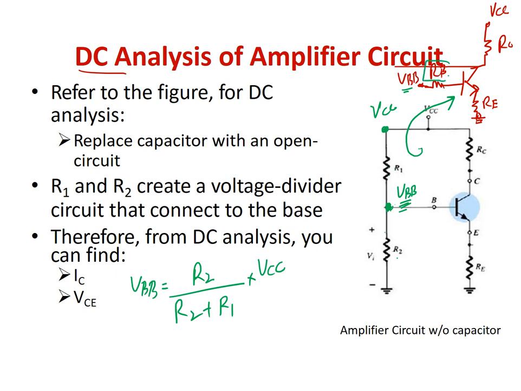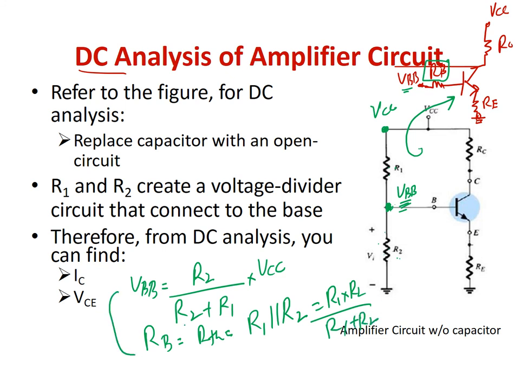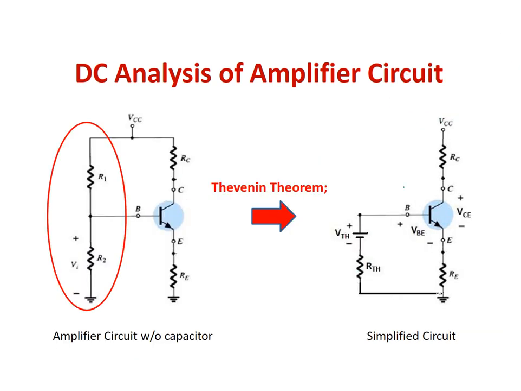If you want to calculate the base resistance, these two resistances are in parallel. This is called RB, or sometimes R-Thevenin. Parallel means R1 and R2 are in parallel, so we can calculate R1 times R2 divided by R1 plus R2. By doing these two steps we get this value and this value, and we can simplify our circuit to this configuration, where this is VBB and this is R-Thevenin, or RB.